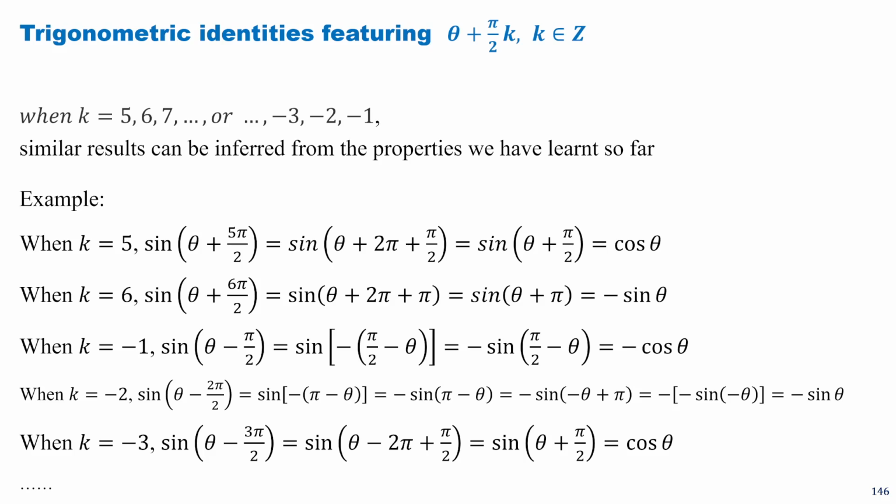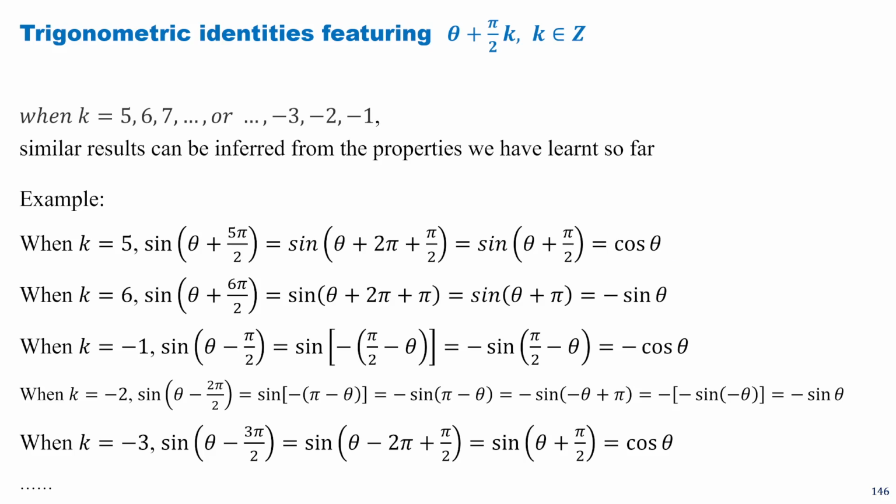For example, when k equals 5, we have sine theta plus 5 pi over 2. This can be written as theta plus 2 pi plus half pi, right? So if you consider this angle here, theta plus half pi plus 2 pi, this angle is coterminal with this angle. So that equals sine theta plus half pi, right? And we already know sine theta plus half pi equals cosine theta, right? And similar thing happens for k equals 6.